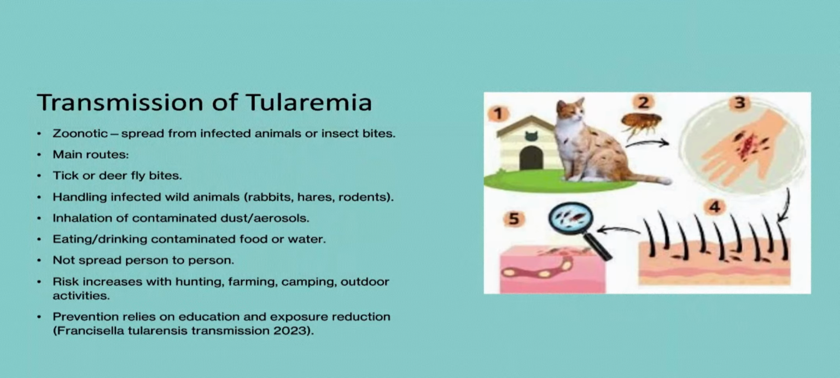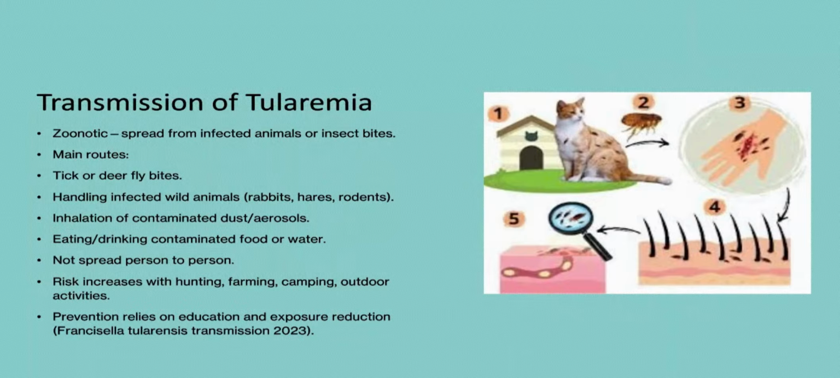In rare cases, the bacteria can be transmitted through inhalation of contaminated aerosols, for example when cleaning animal pens, mowing over a dead animal, or working in an environment where infected animals have been. Eating or drinking contaminated food or water is also possible, though an uncommon route of infection.